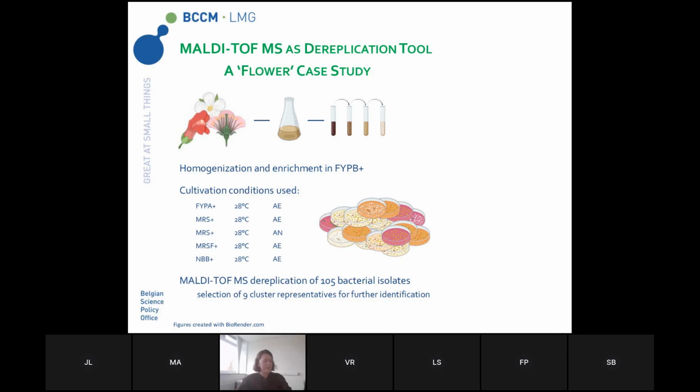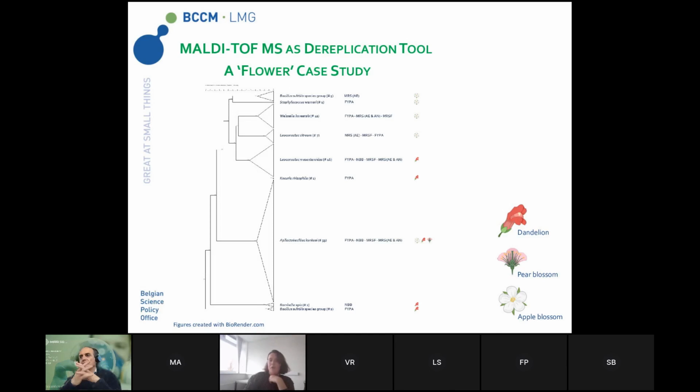In a second case study, on the same day that we did the isolation of the pears, we also found some blossoms, it was the season indeed. We did the same, so we also did an enrichment using the same cultivation conditions, and we obtained 105 isolates in this case, and I will go through the dendrogram again.